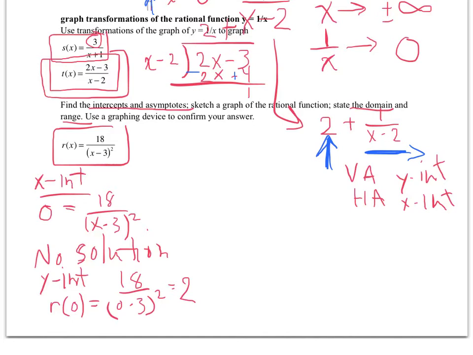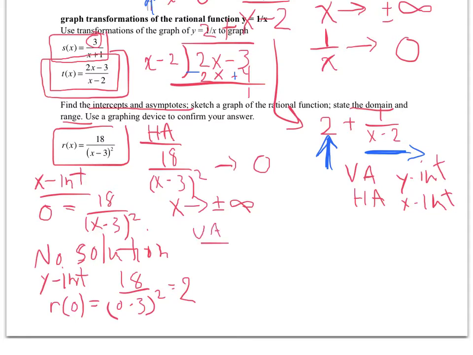What about the horizontal asymptote? Well, the horizontal asymptote is the end behavior. So let's think about 18 over x minus 3 squared. As x becomes increasingly large, either positive or negative, it doesn't matter, you're going to square something in the denominator. So that's going to be a large positive value down there. And the numerator is always just 18. So it just stays 18, but the denominator gets very large. So again, we have a horizontal asymptote at y equals 0. The vertical asymptote is exactly the value that makes the denominator 0, and that's x equals 3.